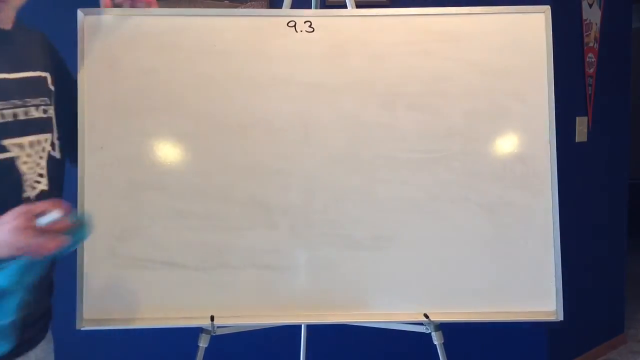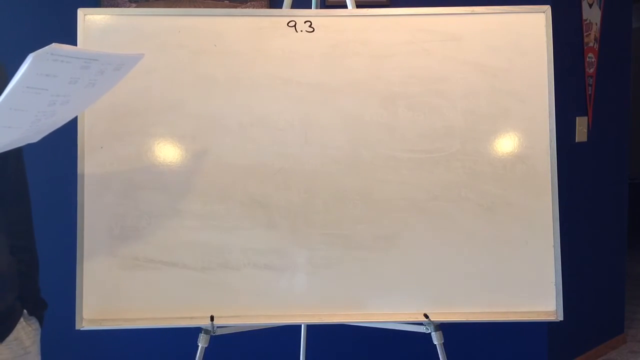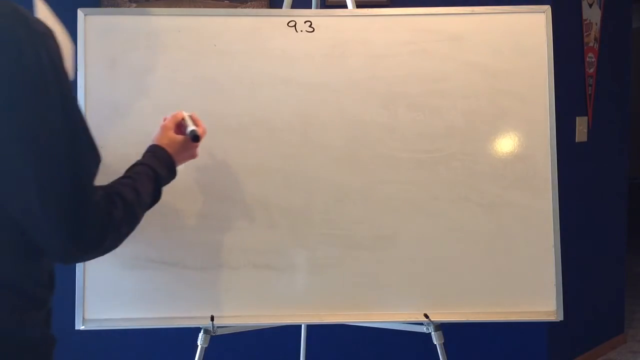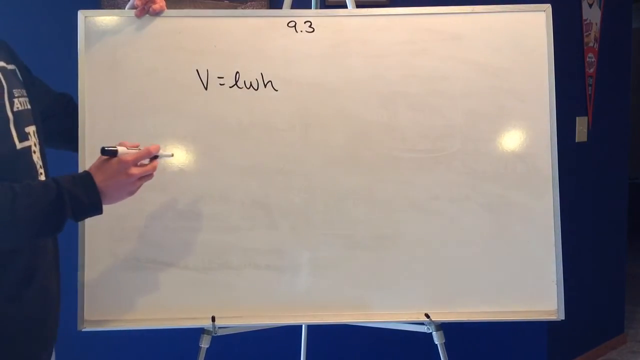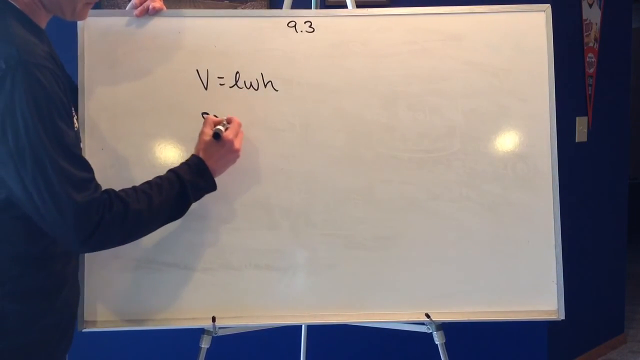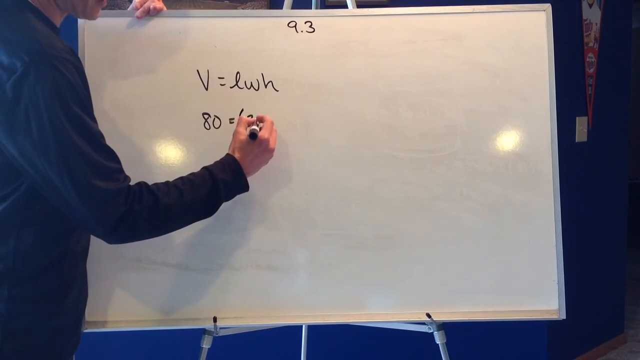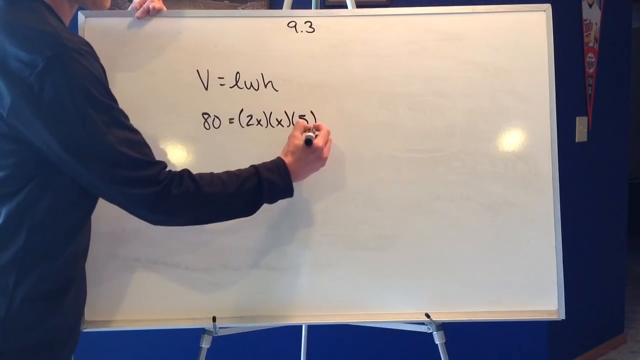All right, one last problem, a little bit of a word problem here. It says the length of a rectangular prism is 2 times the width. The height of the prism is 5 inches. The volume of the prism is 80 inches cubed. What's the width of the prism to the nearest tenth? So this one does ask you to round. For this one we have volume equals length times width times height. It tells us the volume is 80. It says length is 2 times the width, so I'm going to leave that as 2x and my width as x. Tells us our height is 5.